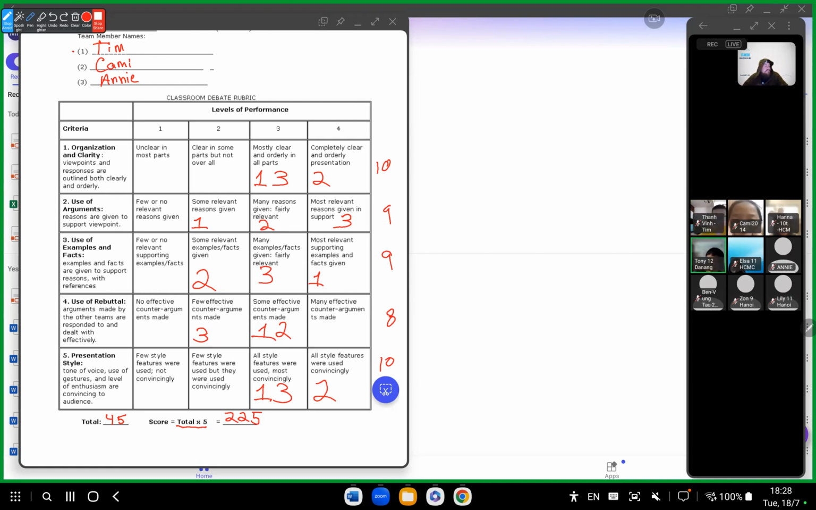The judges do the same task with the other team. So the judges will then also do this with the score sheet from the other team, and whichever team scored the most points will be declared the winners. So that's how a debate is scored.